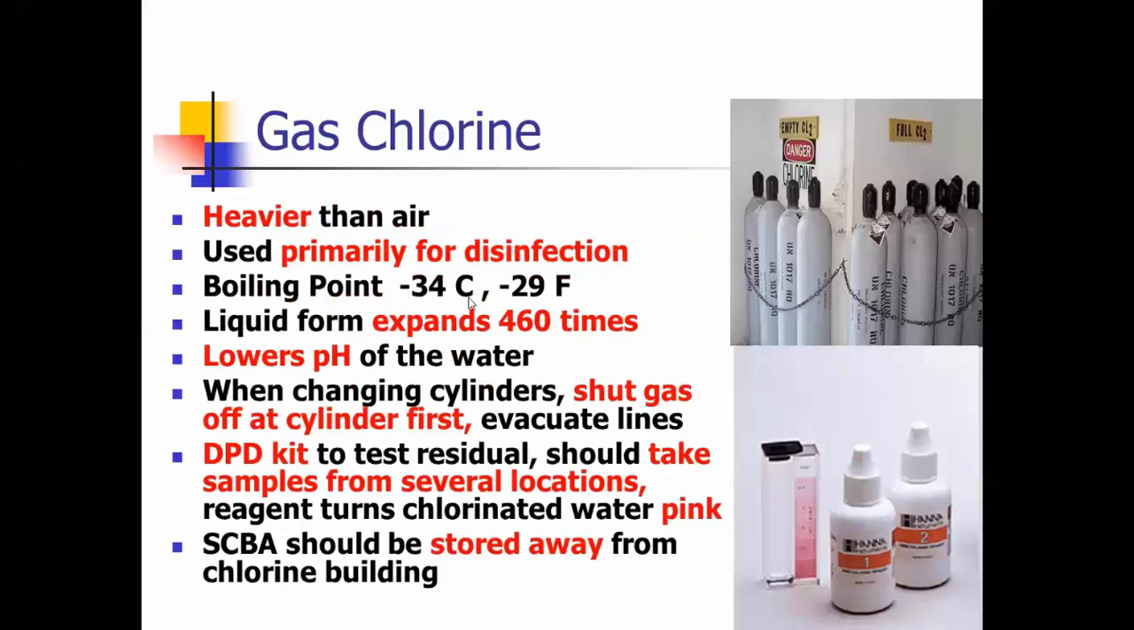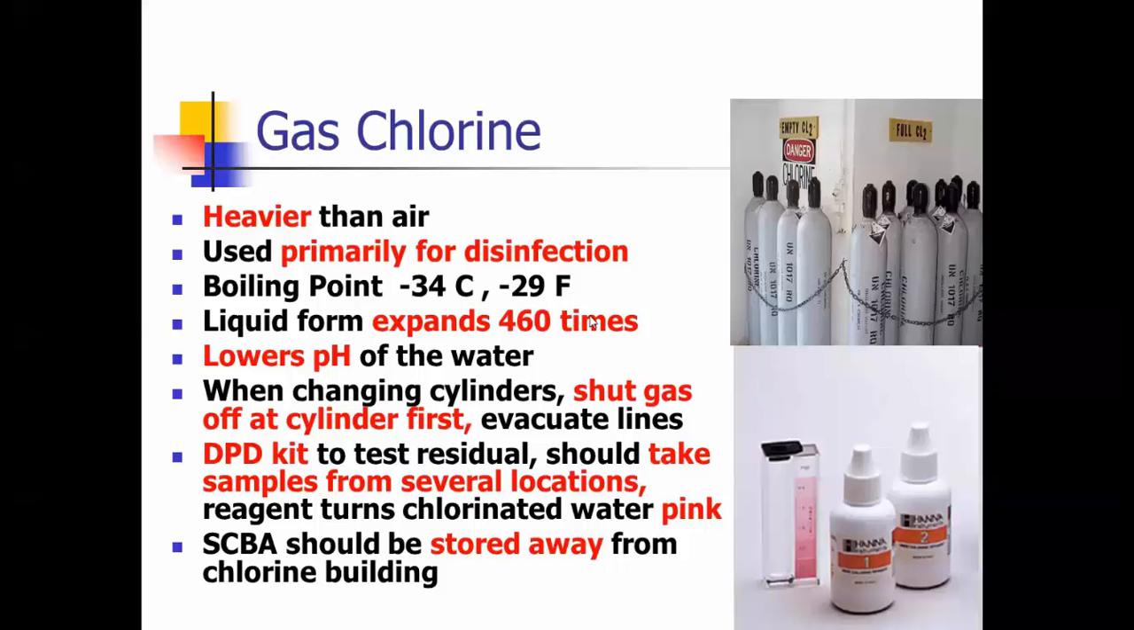Gas chlorine, you need to know that it's heavier than air. If you've ever been around a gas chlorine leak, you can see the cloud. It's a yellowish-green cloud that hangs near the floor. It kind of floats there. Gas chlorine is used primarily for disinfection. The boiling point is minus 34 degrees Celsius and minus 29 Fahrenheit. The liquid out of a chlorine cylinder expands 460 times.